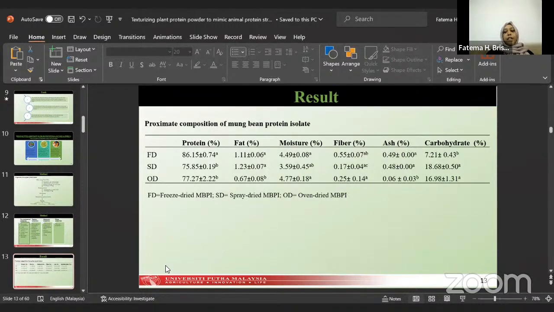So first thing first, because it's a protein alternative, we need to see how much protein we got after extraction. So we got around 86% protein in the freeze-dried sample, while we lose some of the protein when we apply heat. The SD means spray drying and OD means oven drying. So these two have some harsh effect on the protein, and we lose some of the protein after using these two kinds of drying.